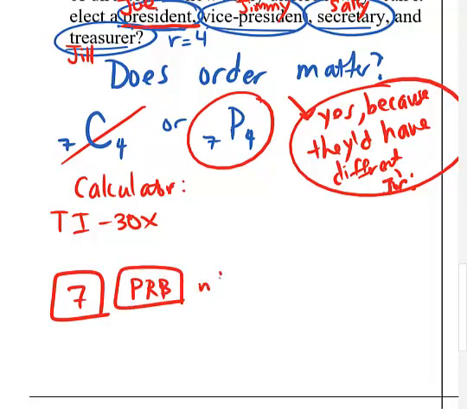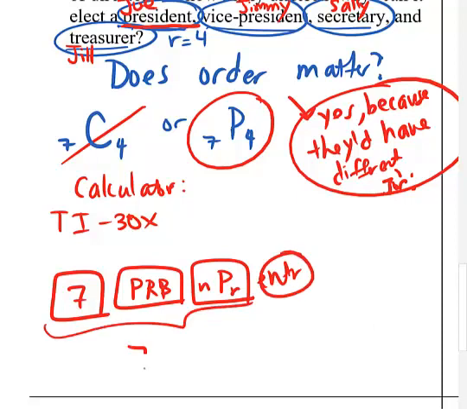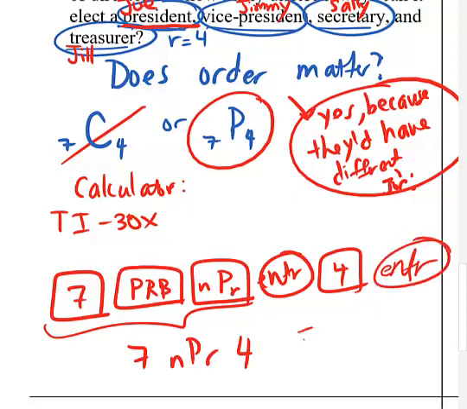And then I scroll over to NPR, and I press enter on that so that I select it. At this point, you should see on your calculator screen 7 NPR, and then you have to specify what R is for. Once you type that, you should see 7 NPR 4, and then you press enter, and that should calculate it for you.